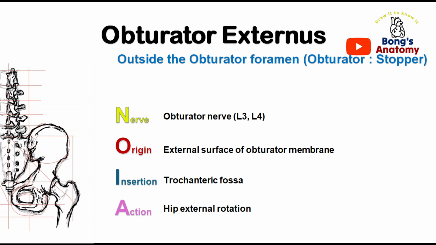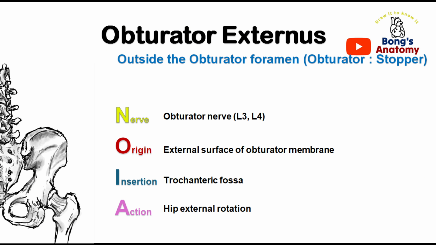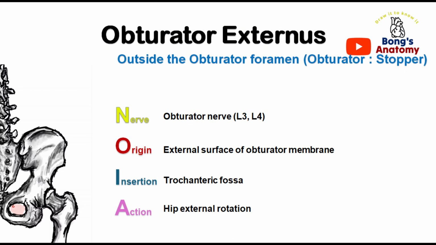Obturator externus. Now we are looking at the posterior side, and I'm starting from the deepest structure when we see the posterior view. It means outside the obturator foramen, and obturator means stopper. Innervated by the obturator nerve, originating from the external surface of the obturator membrane, inserts into the trochanteric fossa, and this is a hip external rotator.